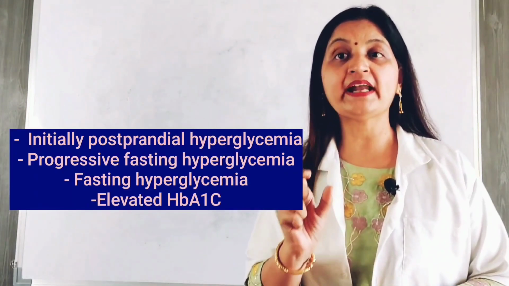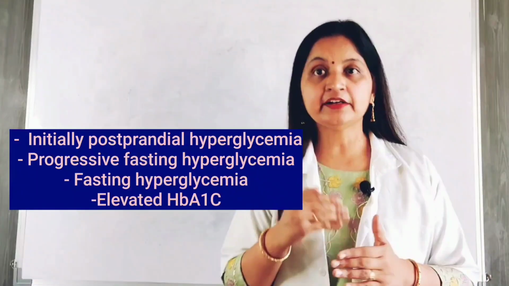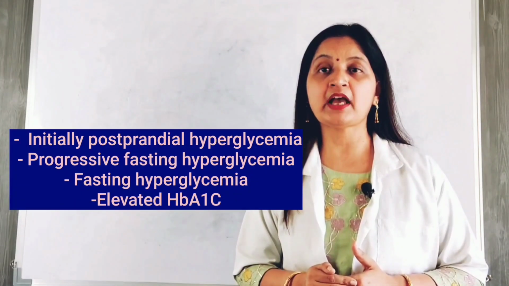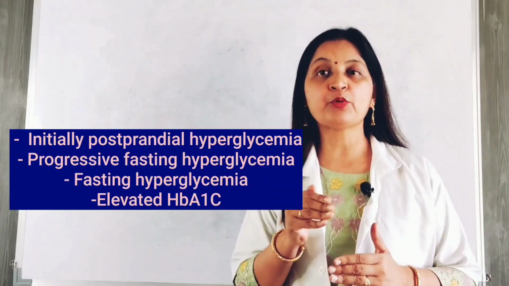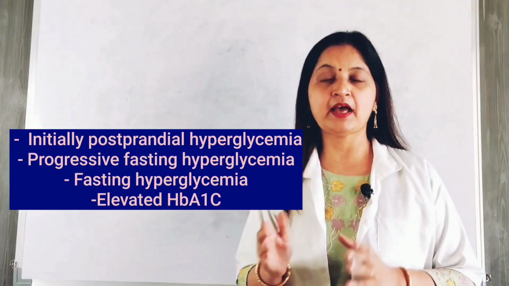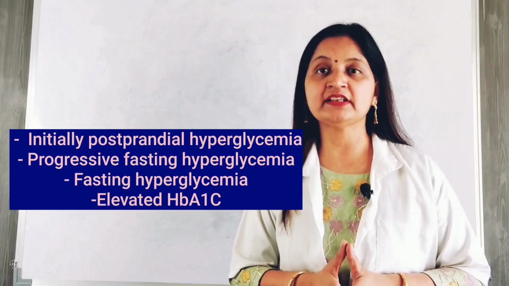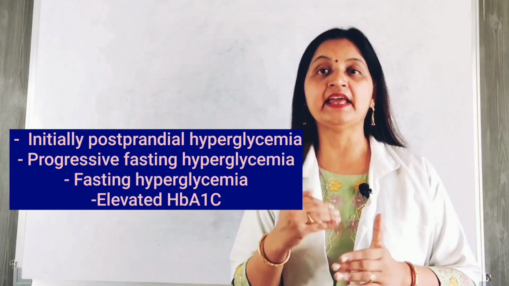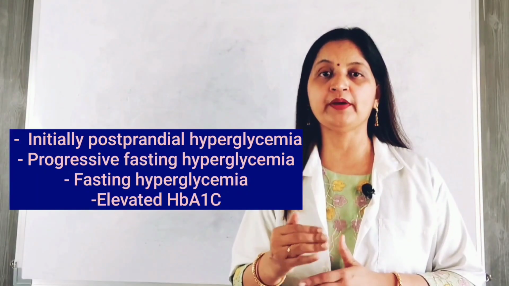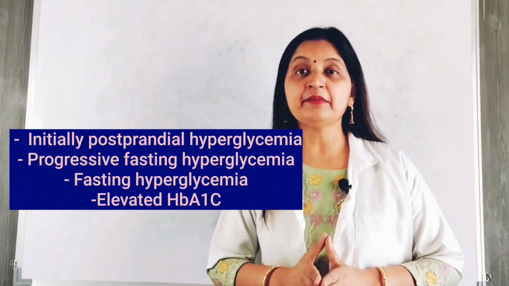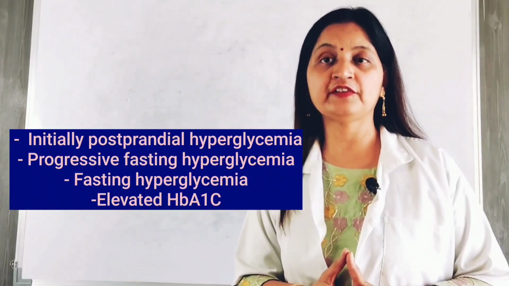So initially, these patients present with postprandial hyperglycemia. And gradually, as the insulin secretion becomes more compromised, there is progressive fasting hyperglycemia, and during clinical presentation, there is fasting hyperglycemia and elevated glycosylated hemoglobin. So this is how type 1 diabetes progresses over a period of time.